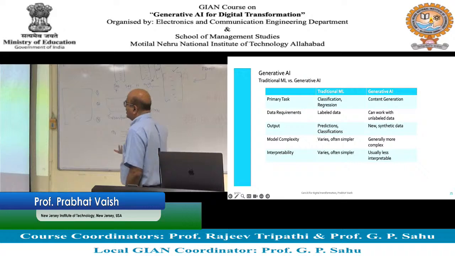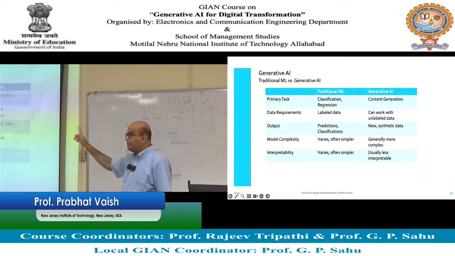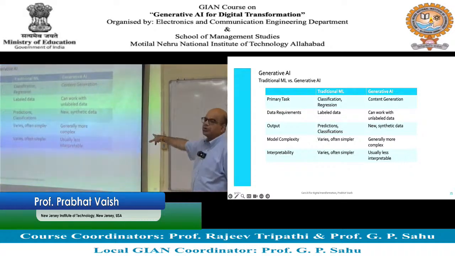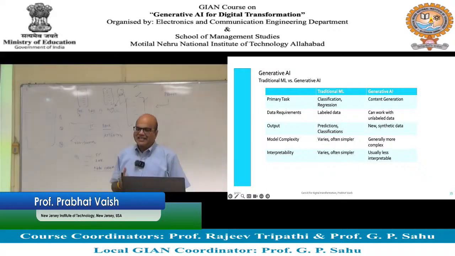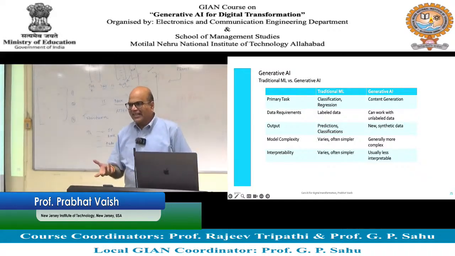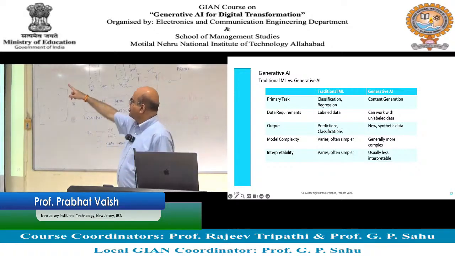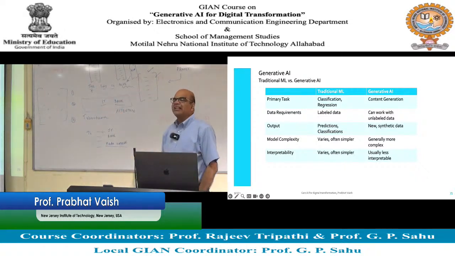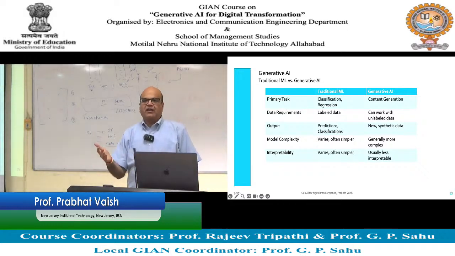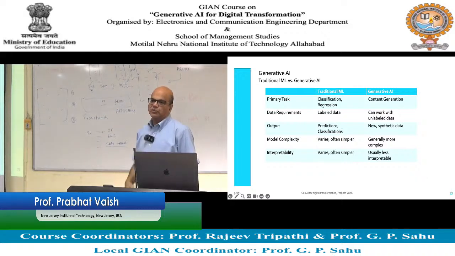Model complexity. Traditional machine learning varies, but generally models are simpler compared to generative AI. There are usually more complex models in generative AI. Interpretability, in the sense that if the model is giving me a result, can I go back and figure out why it gave me this result? In traditional machine learning, it generally is easier. You can go back and figure out why the model is saying what it is saying. Not so easy with generative AI because we do not know a lot about how the neural networks are working.